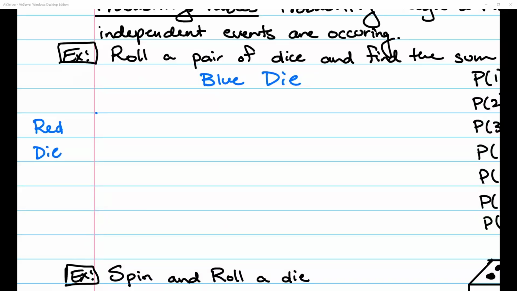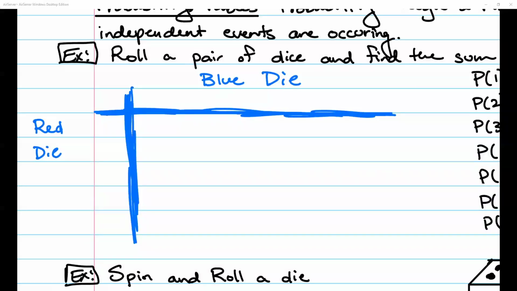Now, what could happen on that blue die? Can you do me a favor and make this line super duper thick when you make this line right here? You're going to make another super duper thick line. Guys, this is going to look like the times tables charts. Okay, so that's where we're kind of aiming for.